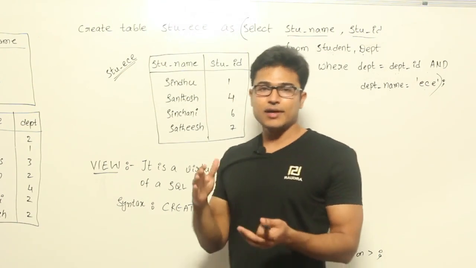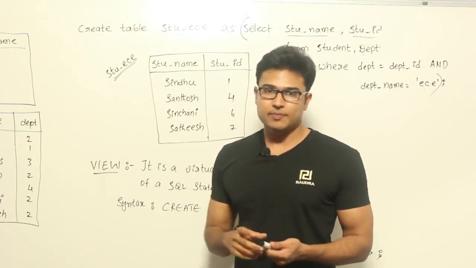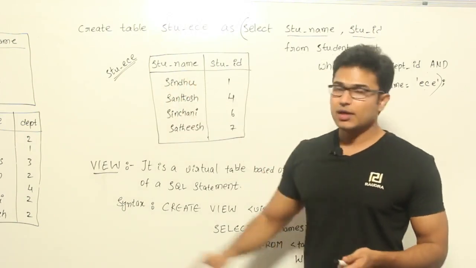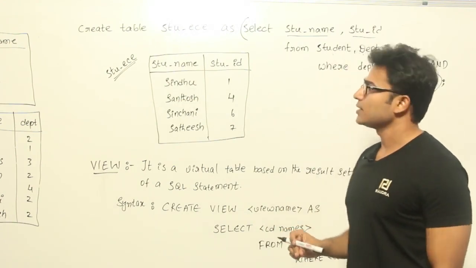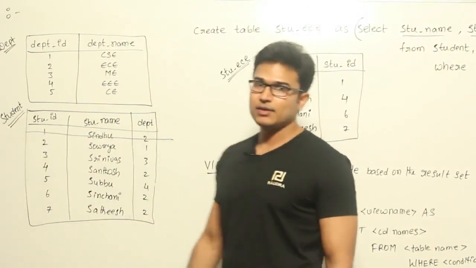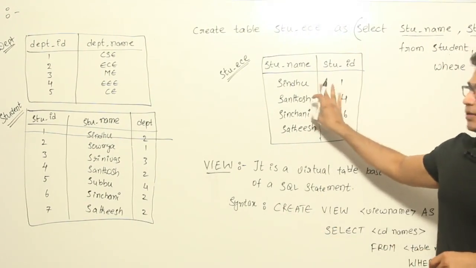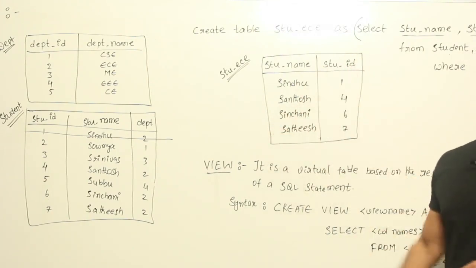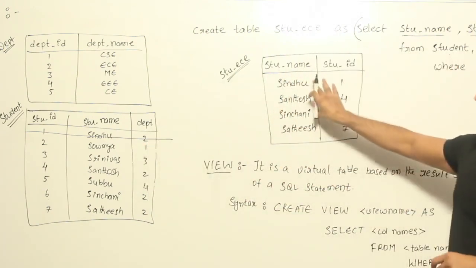Now you can give the HOD access only to this table. But then there is a problem. Once you create such a table from the original table, assume that suddenly one student has been deleted from the original database. Let us say this student has been removed, right? Now from the original table, if the student is removed, this table will still show that the student is present. So whenever you have the same data at multiple places, there will be this coherence problem, right? The data which is present here may not match the data which is present here.